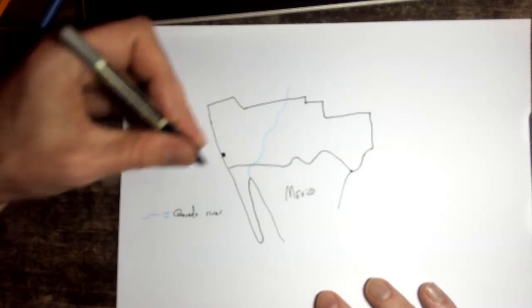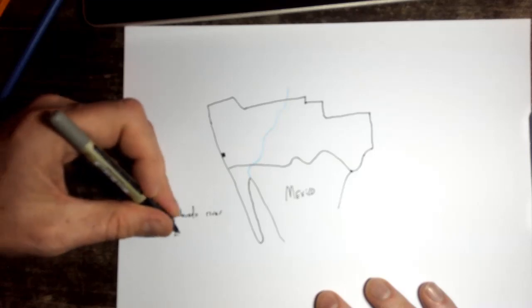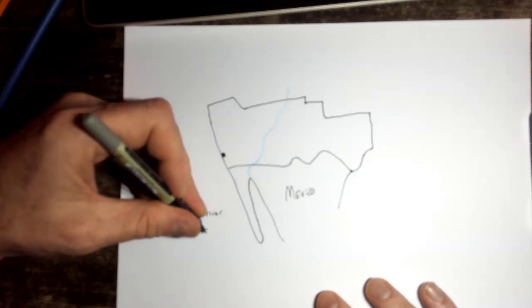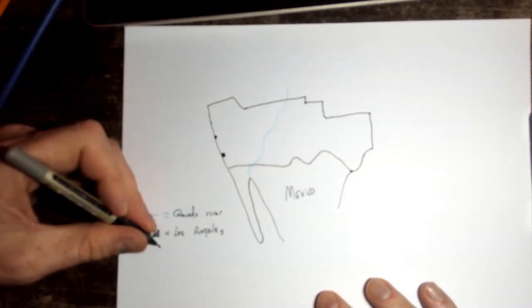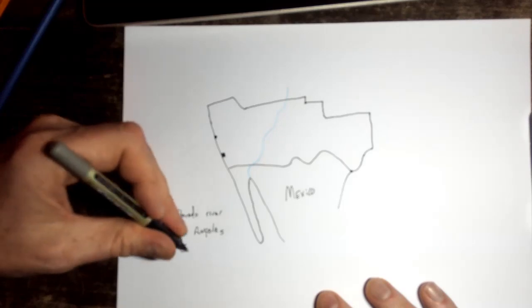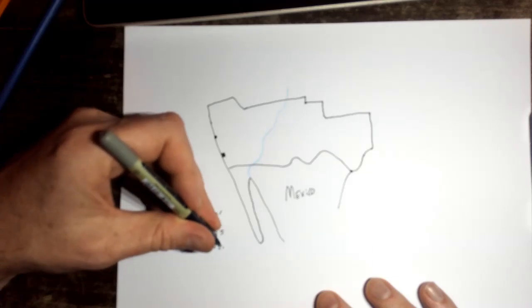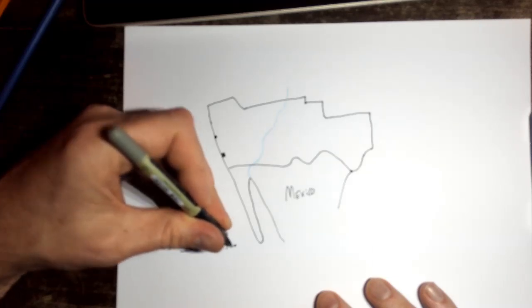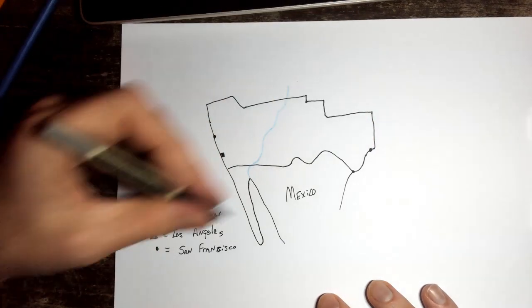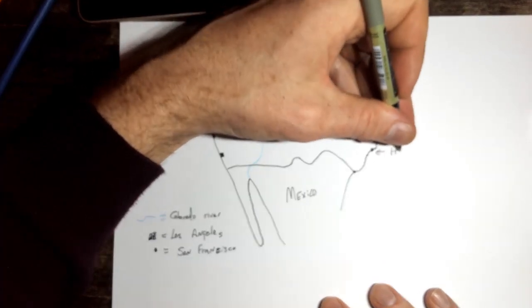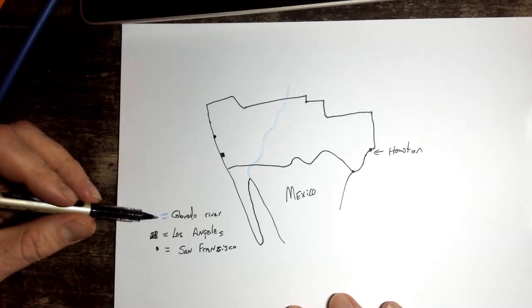First one we go for is Los Angeles. We go up a further bit up the coast and we'll put in San Francisco. If you wanted to use a non-Californian one, we could use Houston over here. Okay, so our first relief feature is a river.